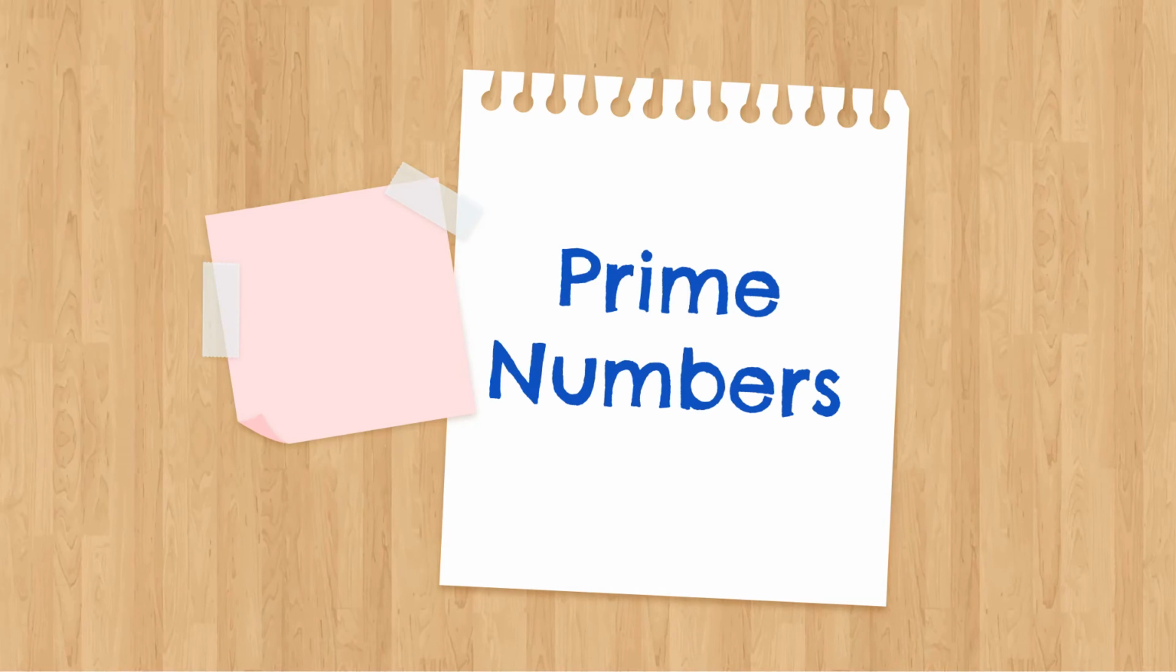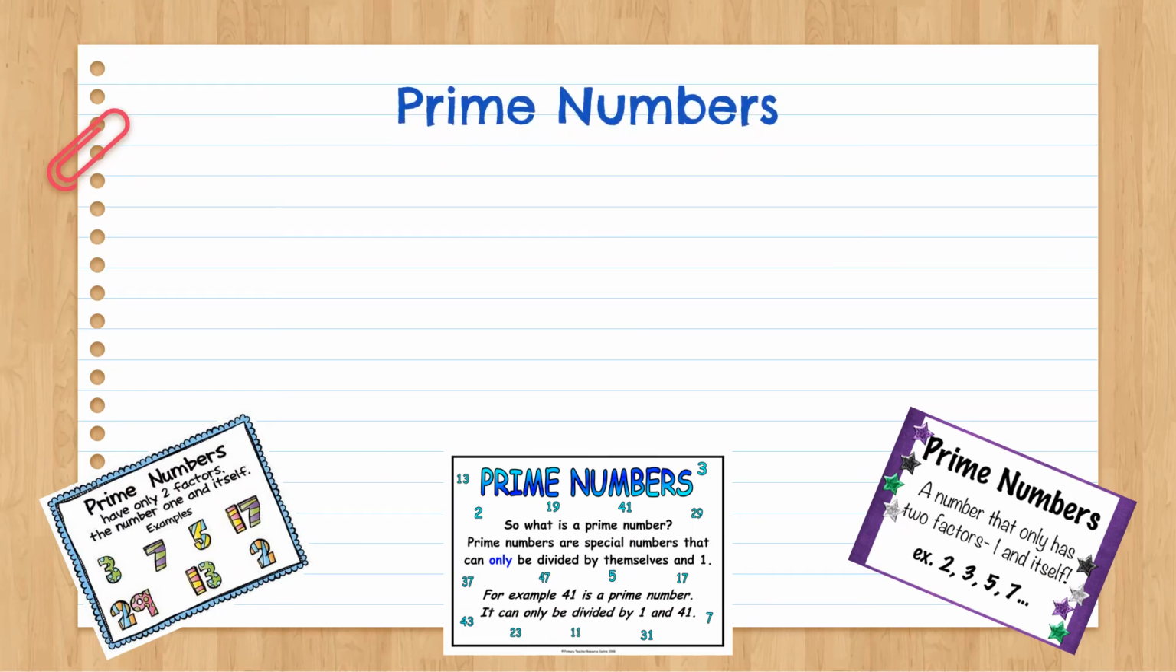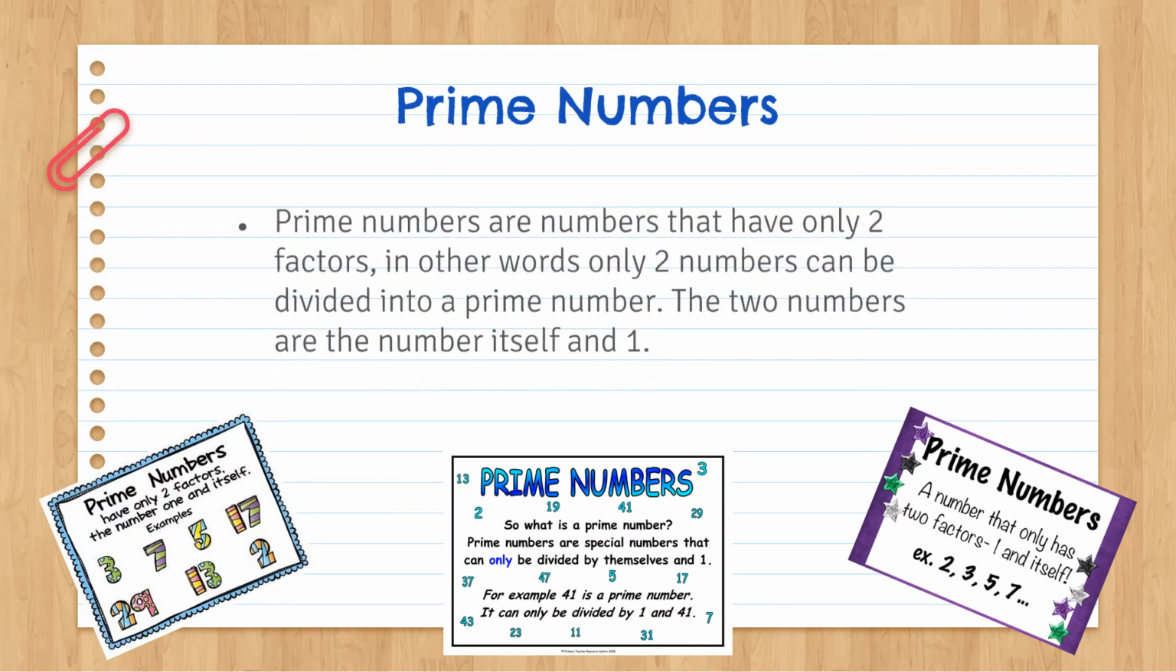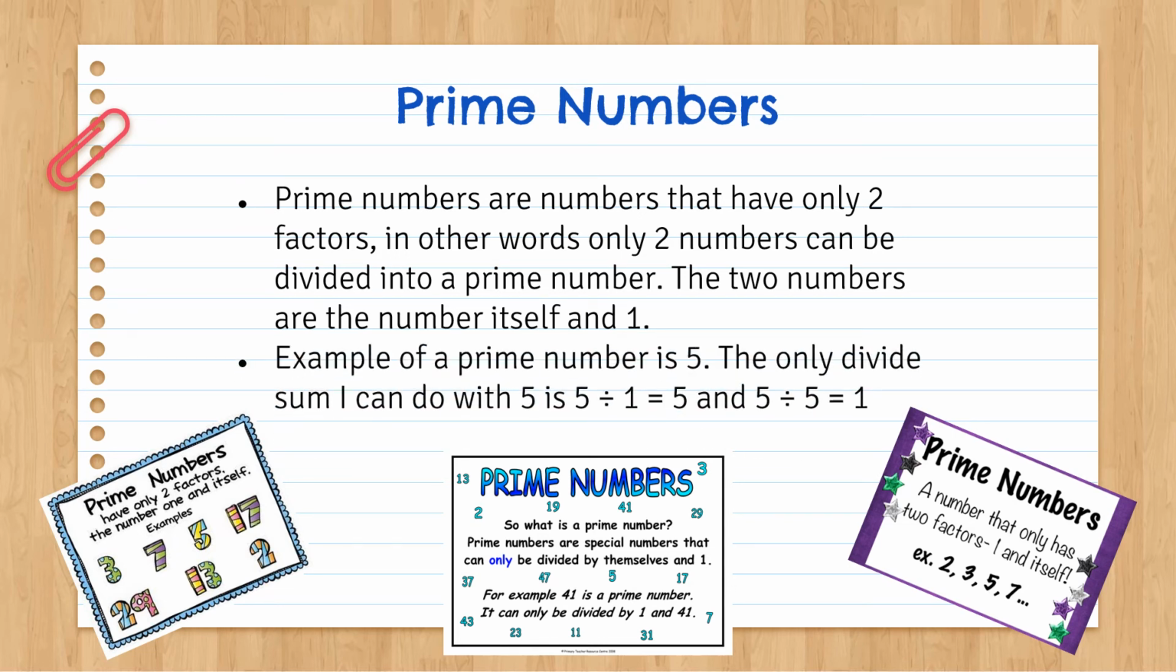Okay, prime numbers. What is a prime number? Prime numbers are numbers that have only two factors. In other words, only two numbers can be divided into a prime number. The two numbers are the number itself and 1. An example of a prime number is 5. The only divide sum I can do with 5 is 5 divided by 1, which equals 5, and 5 divided by 5, which equals 1.